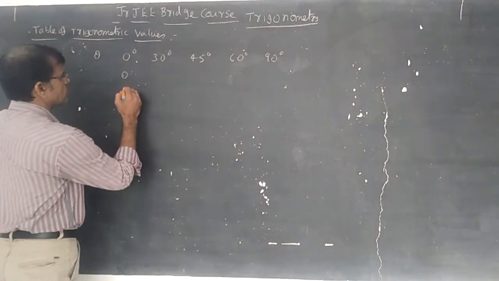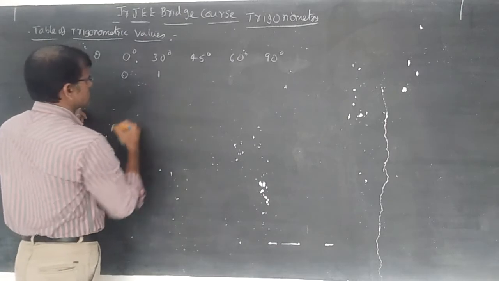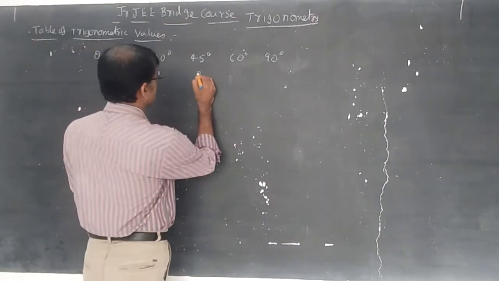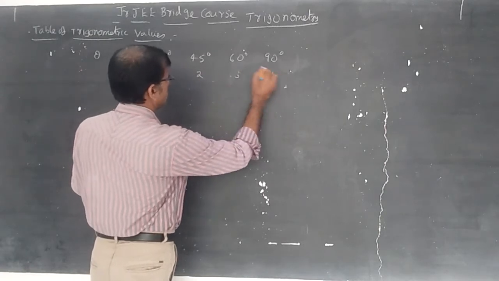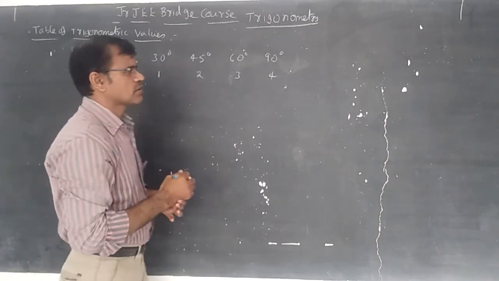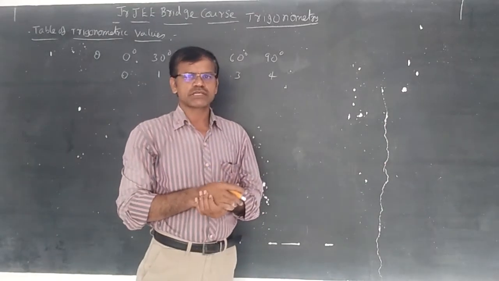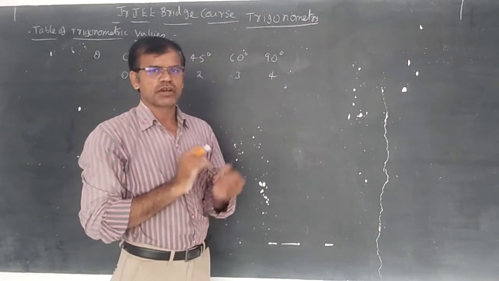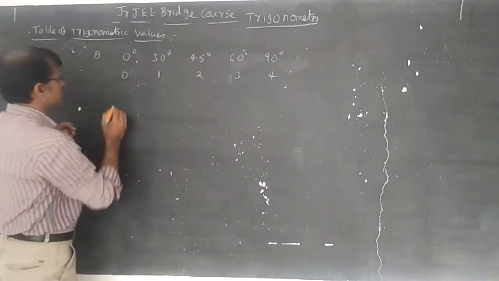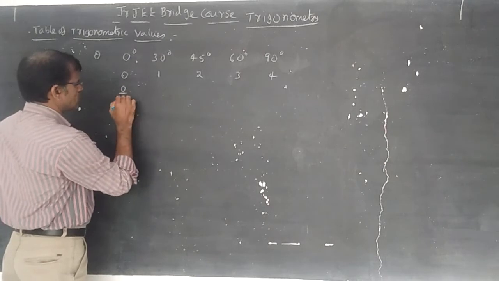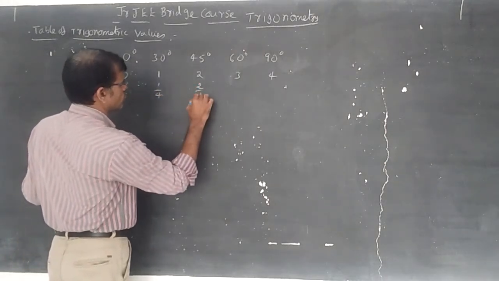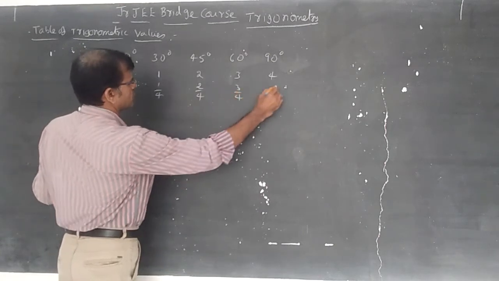Let us see how to remember the table. Simply, I am going to discuss a shortcut. Write the numbers 0, 1, 2, 3, 4. Remember that the coordinate system has 4 equal parts: quadrant 1, quadrant 2, quadrant 3, quadrant 4. Remember the number 4. Simply divide all the numbers by 4: 0 by 4, 1 by 4, 2 by 4, 3 by 4, 4 by 4.